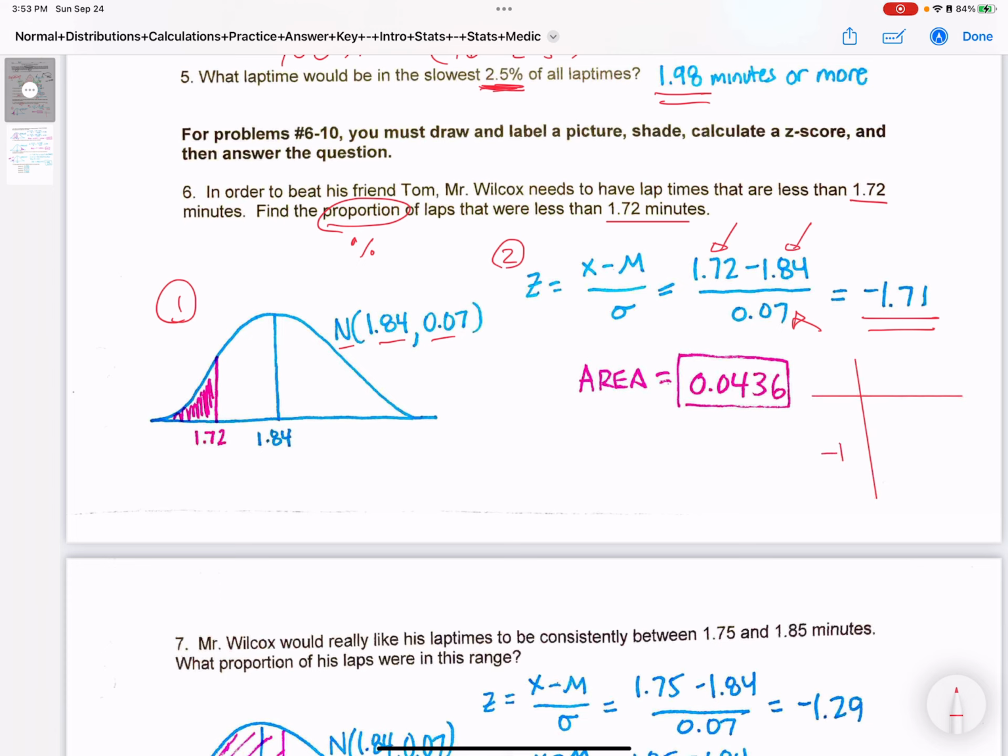I would look at negative 1.7, and this is 0, and this is 0.01, like that. And I would get 0.0436 is where that would be in my z-score chart.